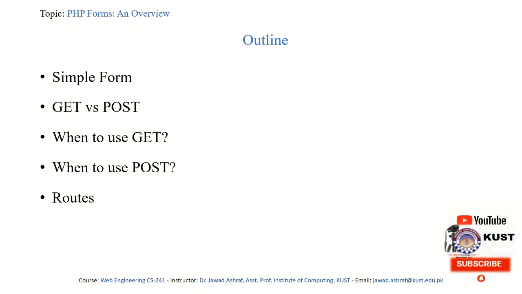We go through different examples to understand how it works, and then we'll discuss get and post methods and when to use which method, and then we are going to talk about routes. By routes I mean how the data can be transferred from one place to another, one page to another page, and how you can organize different sections of a website using different techniques. So let's get started with the first example of the simple form.